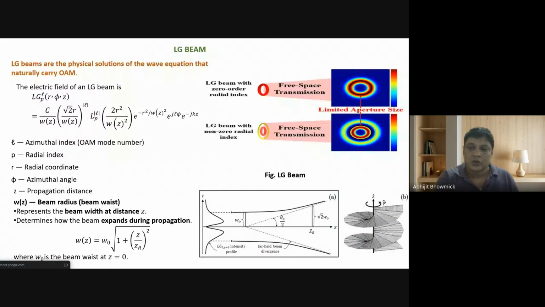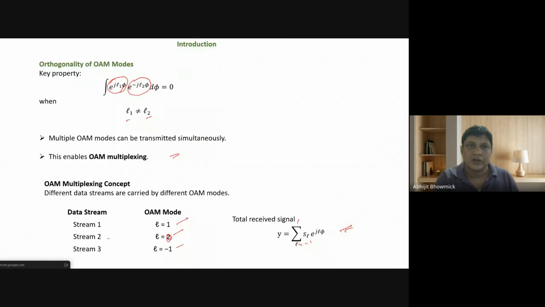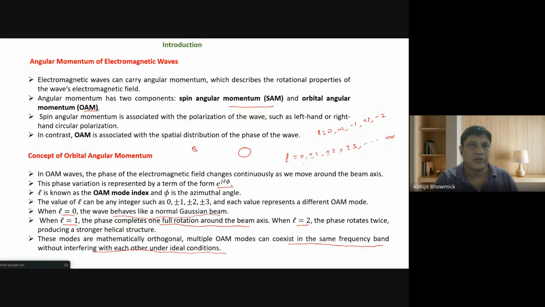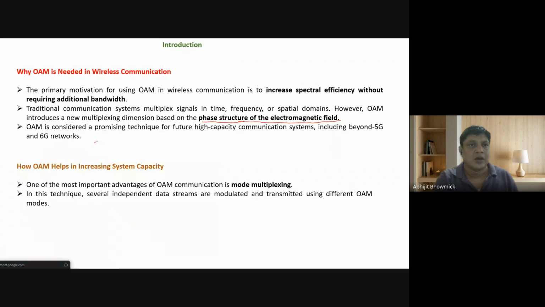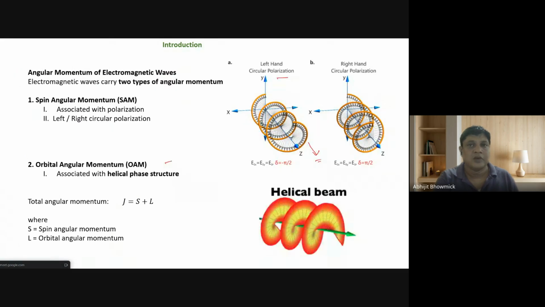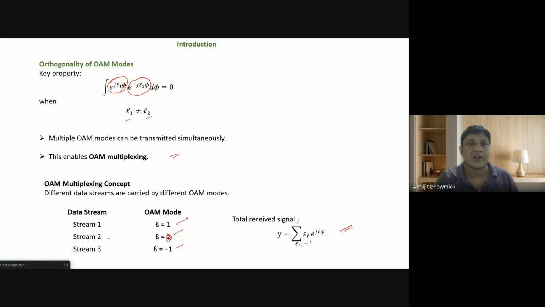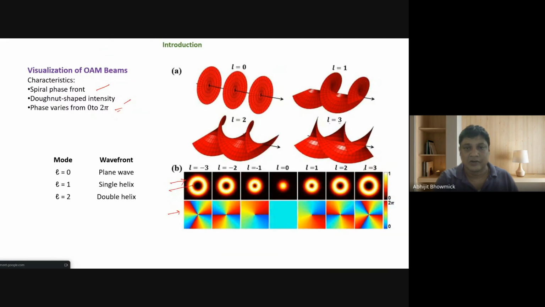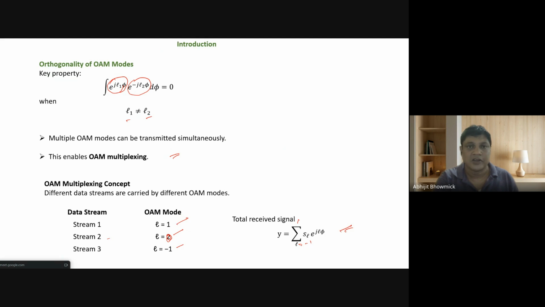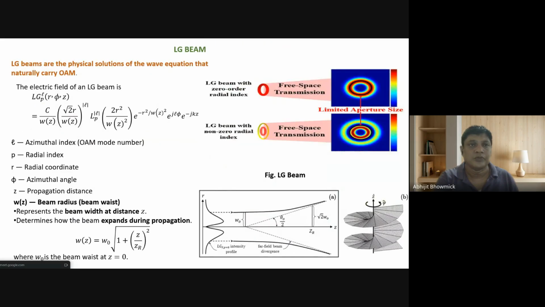Now, if we look back, we now know what OAM is, why OAM is required, and how OAM works. All this I have already discussed: how it looks, what its intensity is, what its phase structure is. Everything I discussed. Now I move to the LG beam. The LG beam basically carries the OAM. LGB is Laguerre-Gaussian. How can I describe this LGB?